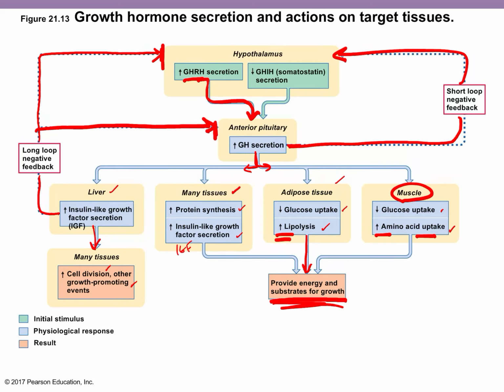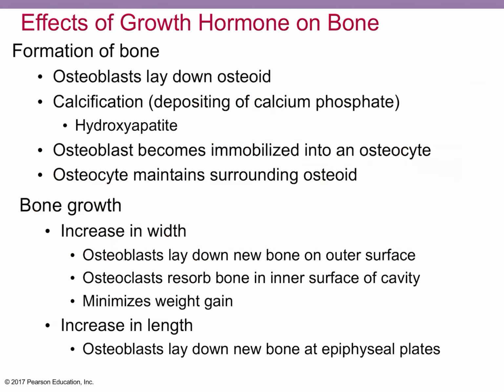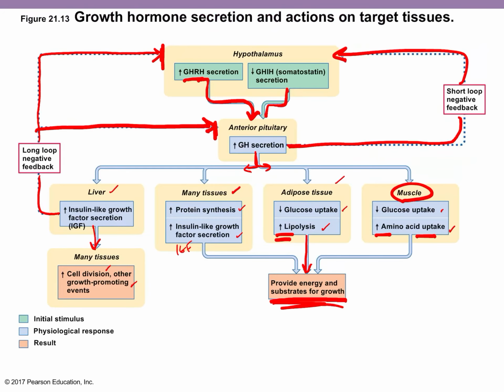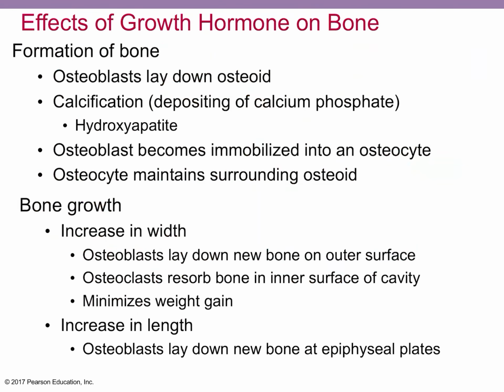So those stop. Now, another item that can inhibit growth hormone is growth hormone inhibiting hormone, or somatostatin. When that's secreted, it actually stops the anterior pituitary from secreting growth hormone. All right. So now, this is just a general, what all the tissues do with growth hormone. Then we're going to look specifically at bone.